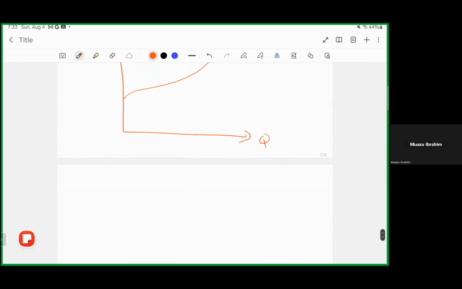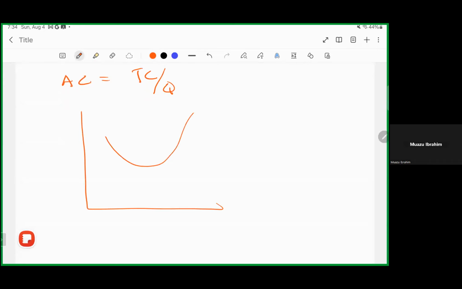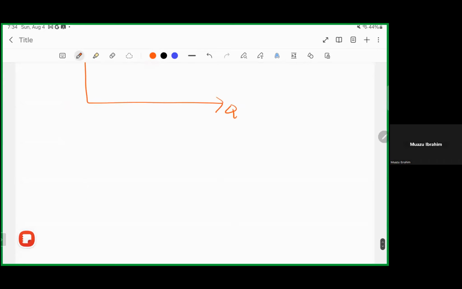Okay. Now, the next thing that we are going to look at is the average total cost, which is the same thing as the average cost. We are looking at the total cost all over output. And the average cost is also U-shaped.